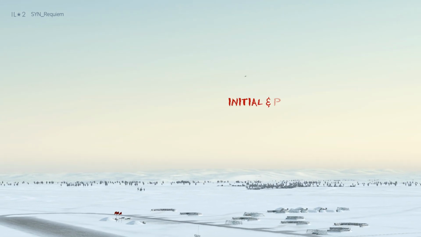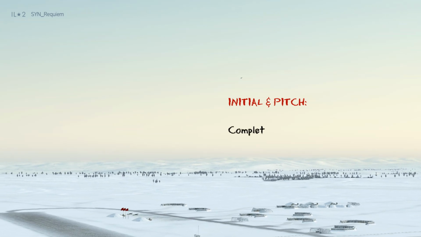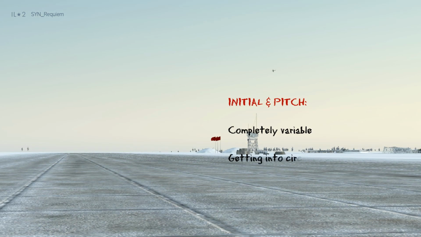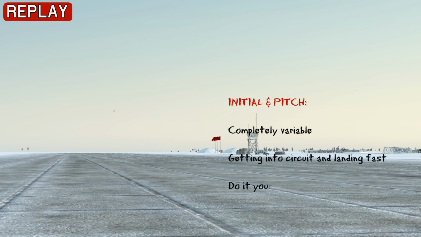Those were two ways of doing an initial and pitch, but the process itself is completely variable. It's all about changing from high speed into the circuit and landing as fast as possible. So you can always experiment with the initial and pitch and find out what way works for you, but you want to make sure that you're always checking for other aircraft in the circuit so you can do your initial and pitch safely.